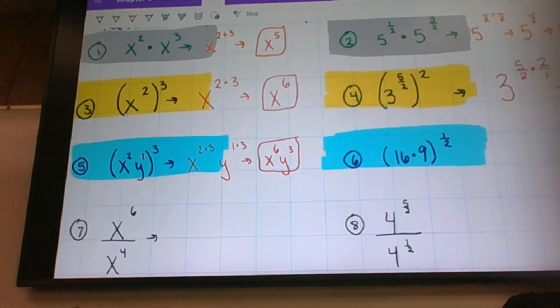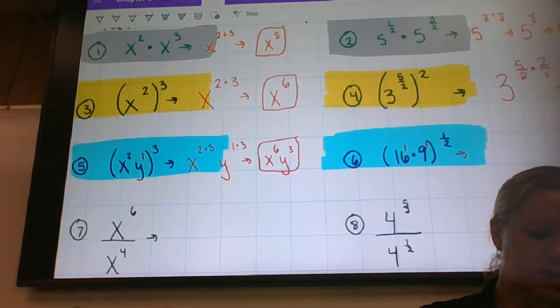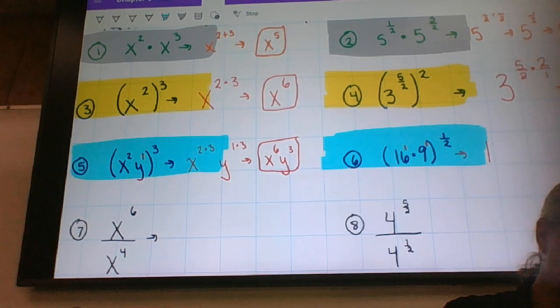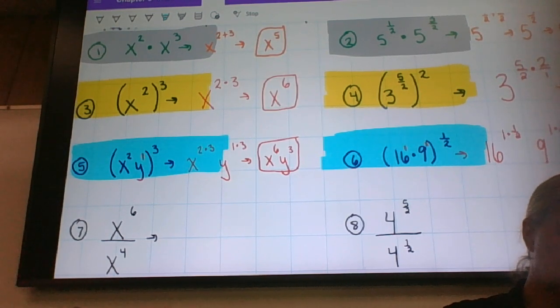Okay, with numbers, and there's so many different ways these problems can show up, but I have 16 to the first and 9 to the first, so this would be 16 to the 1 times 1 half, 9 to the 1 times 1 half.